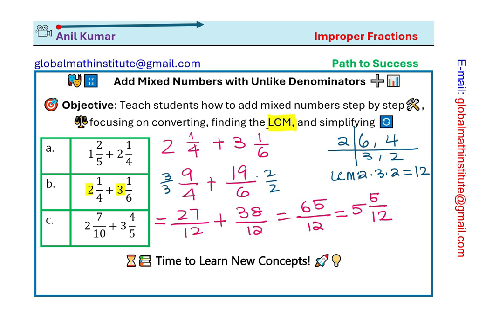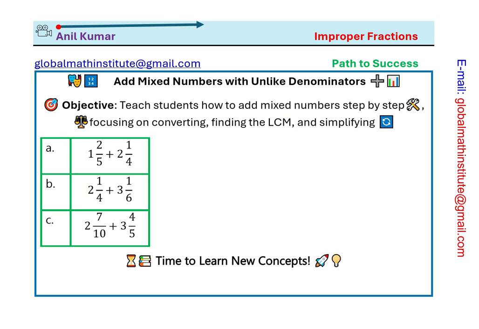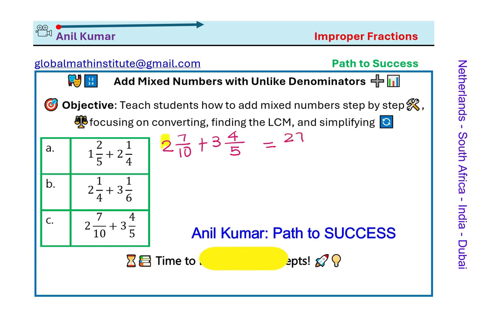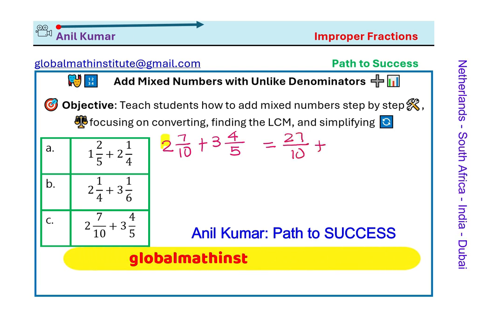Great. Now let's take up the last example here. We need to now add 2 7 over 10 plus 3 4 over 5, right? So first step, convert to improper fractions. So we could rewrite this as 2 times 10, 20, and 7, 27 over 10 plus 15 plus 4, 19 over 5.